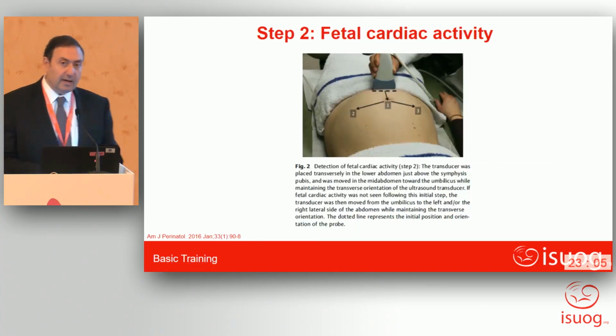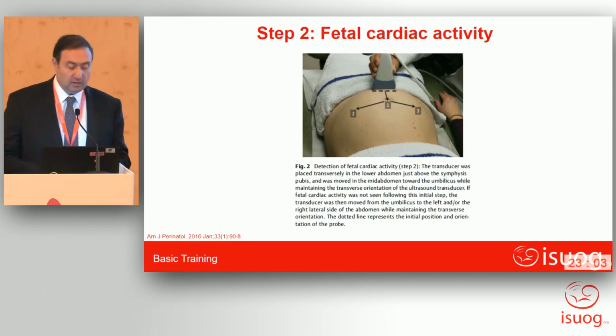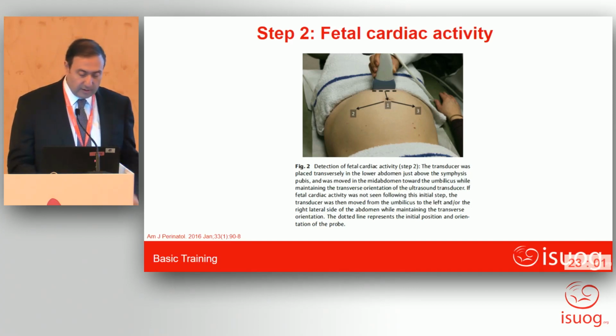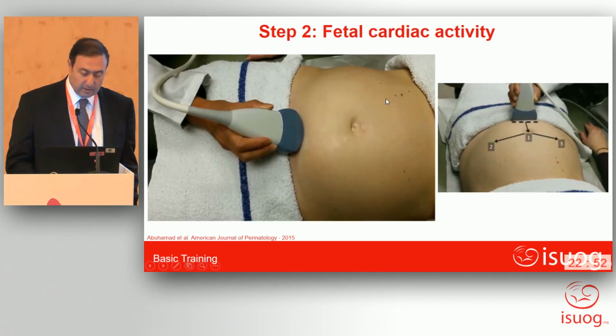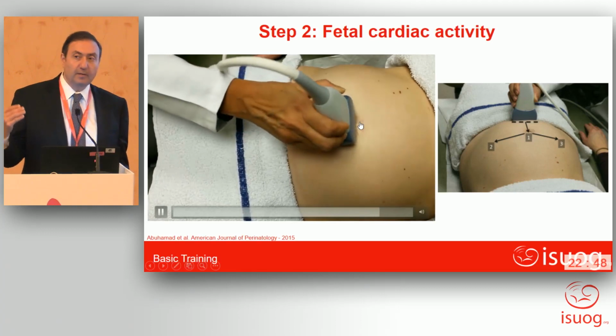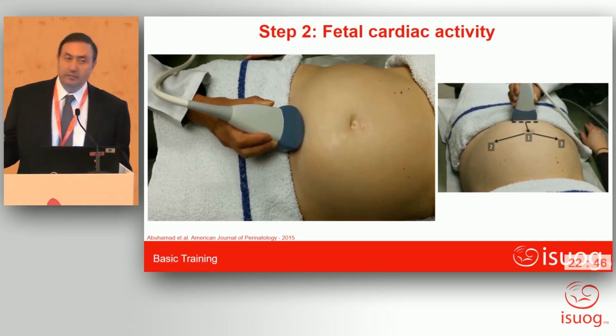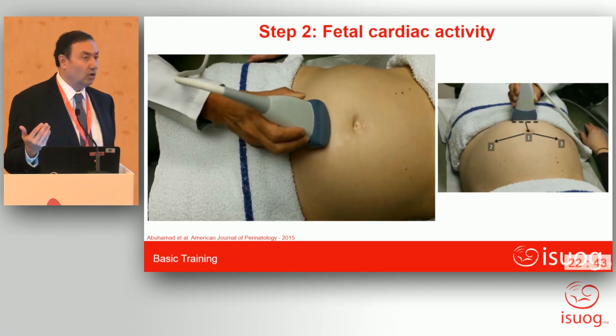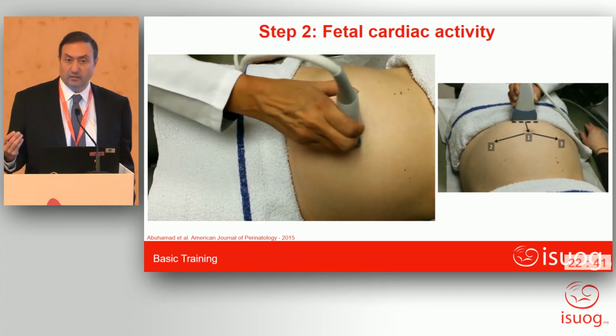The second step is determining cardiac activity. Here you place the transducer transversely in the same fashion that you did for the presentation, and you slide up first towards the umbilicus in this fashion right here. As you slide up, more than 90% of the time, you will see the heart along your path and you will see cardiac activity.